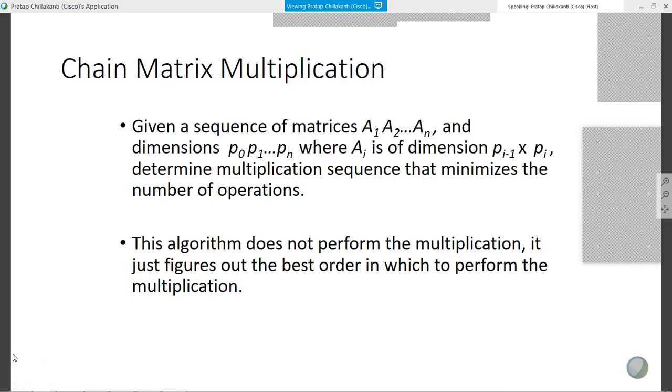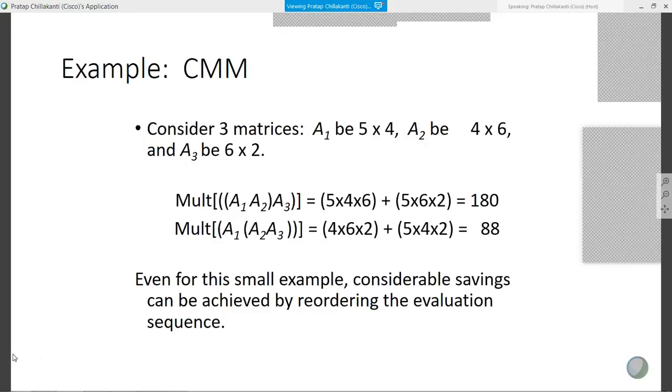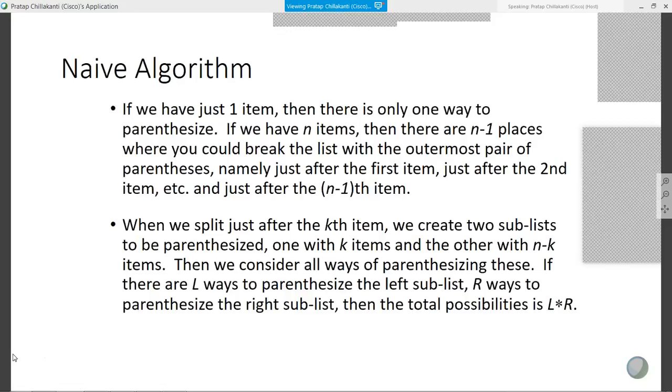So let me one more time reiterate. You have matrices A1 through An. Dimensions are P0, P1 to Pn, and then any Ai dimension. Now, important thing to note, it does not perform the actual multiplication. It just figures out the order. Remember, it's not computing each and every cell in all these things. It is just looking at these dimensions and then figuring it out. I gave you a similar example earlier, you know that. Here is a very naive algorithm.